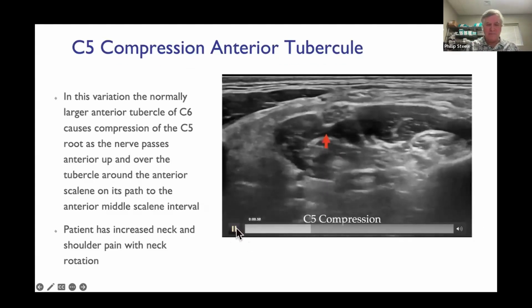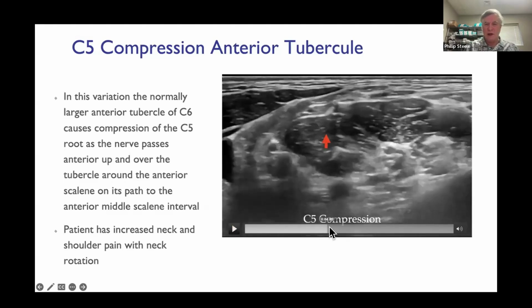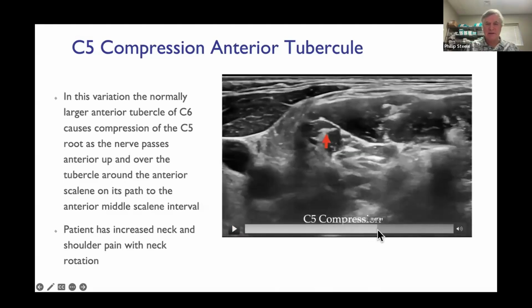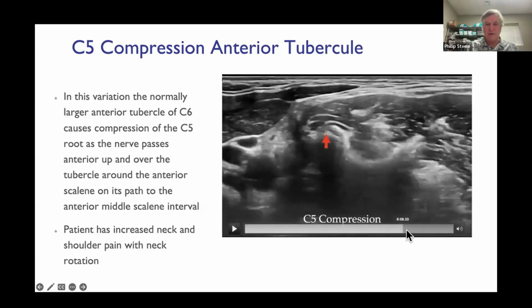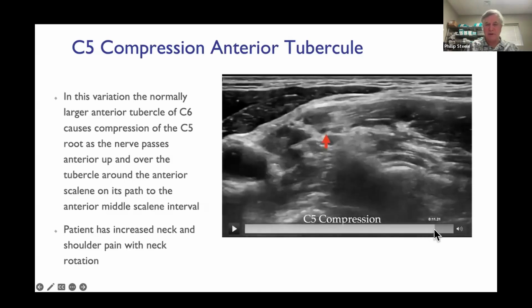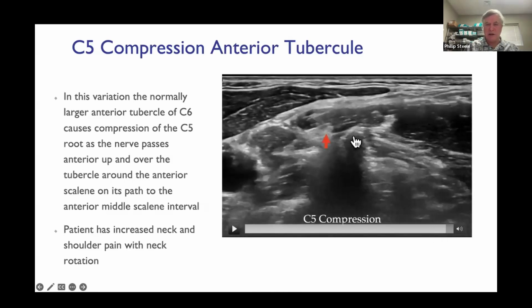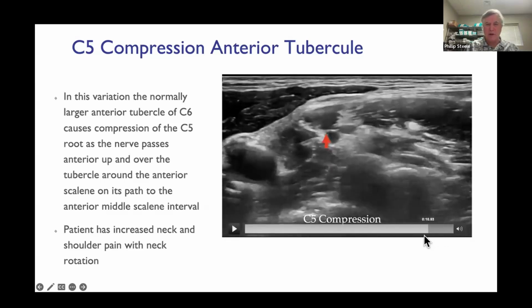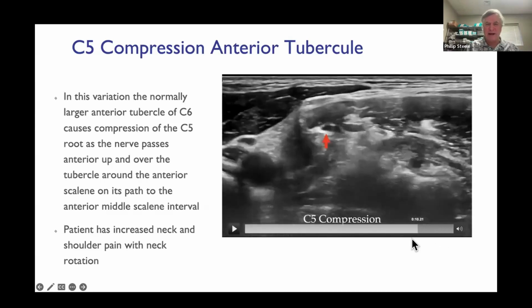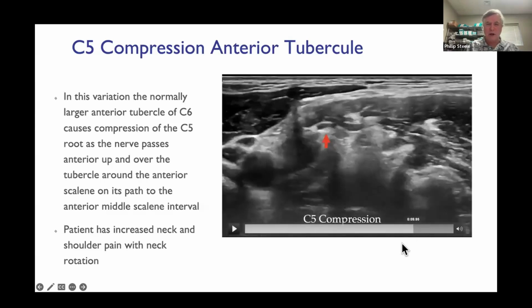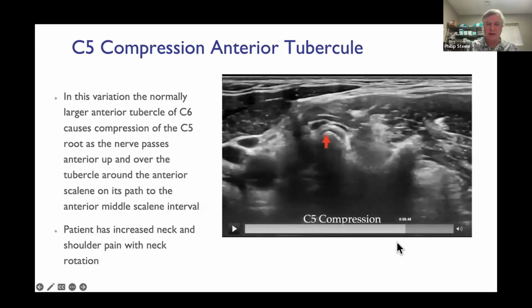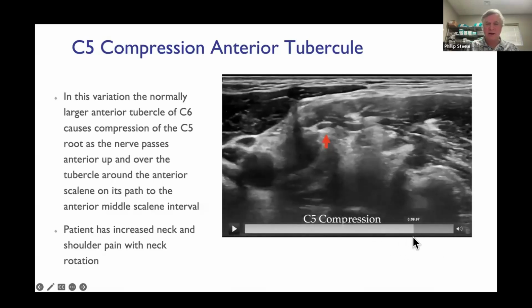Okay, in this variation we're going to look at, this is C5, this is Chassaignac's tubercle right here, this is C6, and we're scanning down, scanning back up. So here's C6, C5, sorry, C5, posterior tubercle, anterior tubercle. We're going to scan up, and as we're scanning down, you're going up and over the Chassaignac's tubercle, and the nerve is compressed as it goes around there. And so if you compress and push on this nerve with sonographic assisted palpation, you may reproduce the patient's symptoms at that location.